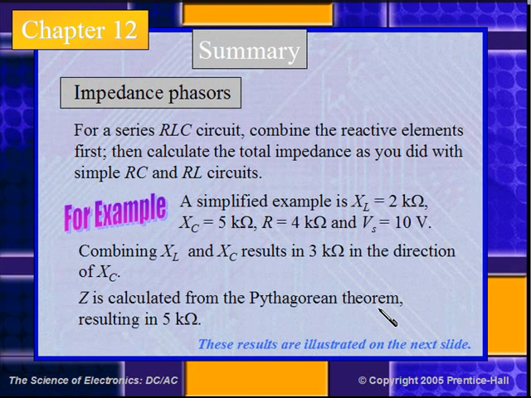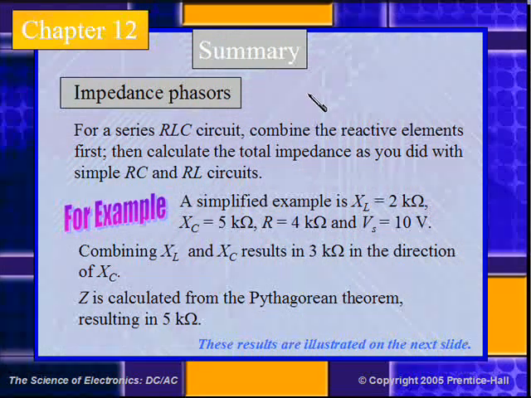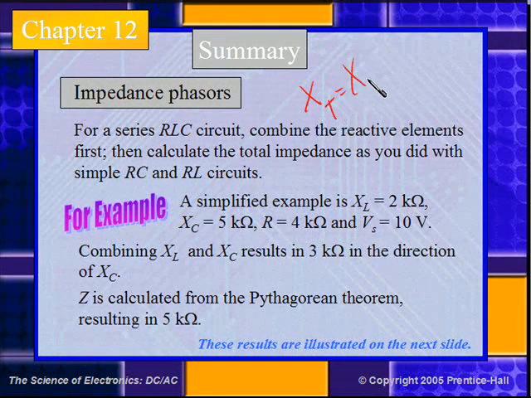For a series RLC circuit, combine the reactive elements first, then calculate the total impedance as you did with the simple RC and RL circuits. A simplified example is XL is 2K, XC is 5K, R is 4K, and VS is 10. You combine XL and XC, so basically the total reactance is XL minus XC, or I probably should have written XC minus XL. So it's 5K minus the 2K, which gives us 3K.